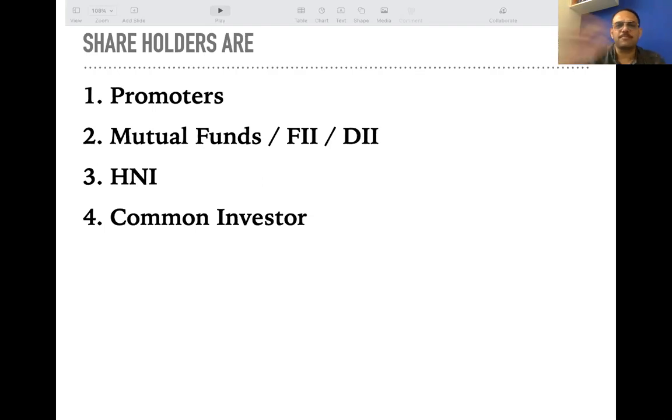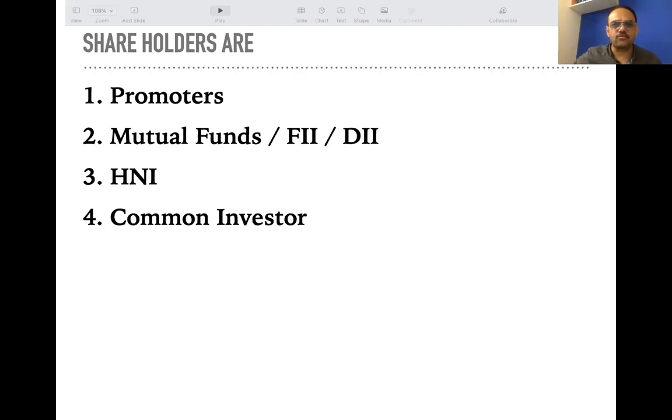And normally promoters will not sell their shares. It is not even considered good if the promoters are selling their shares. If Mukesh Ambani is having his shares in Reliance, he will not sell every day, right? He might buy, but he will not sell his shares every day in the stock market.